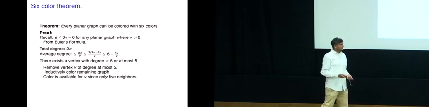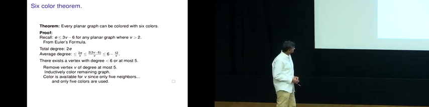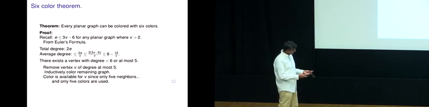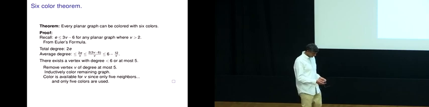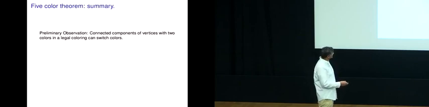It's something like the pigeonhole principle. Okay, so only 5 colors are used. So that's the 6-color theorem, which isn't far. We're only like 50% off from the 4-color theorem. We can get a little closer to the 5-color theorem with connected components.